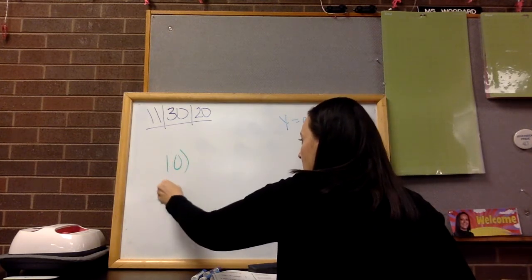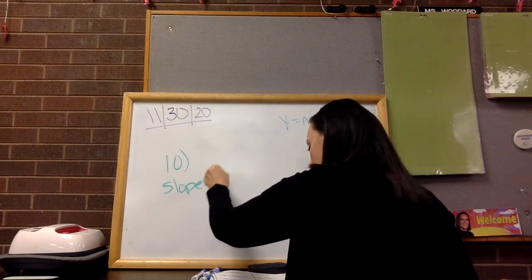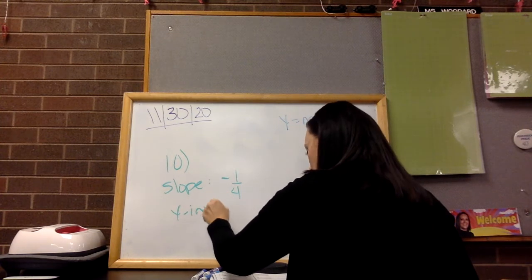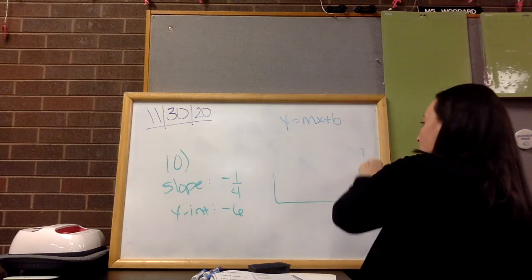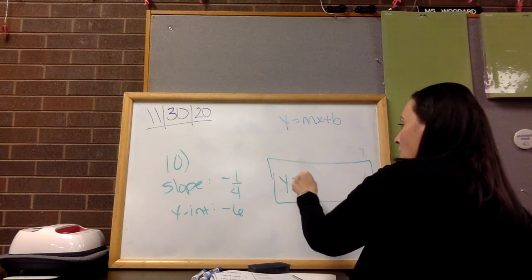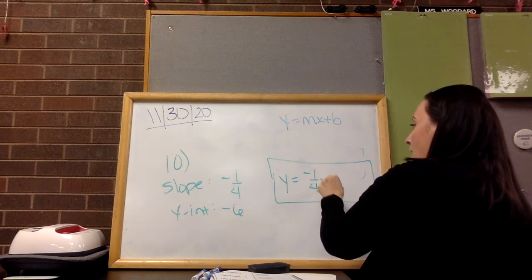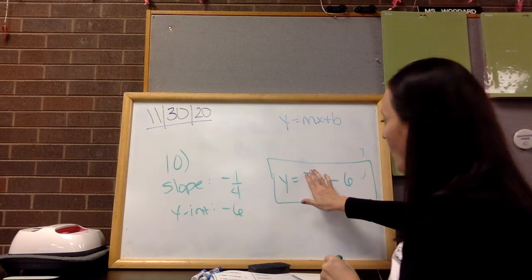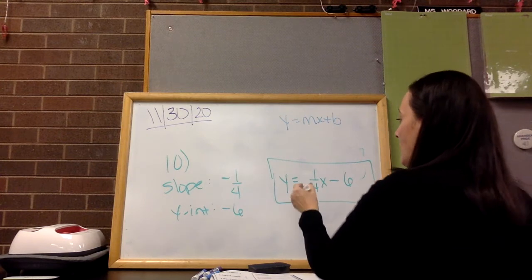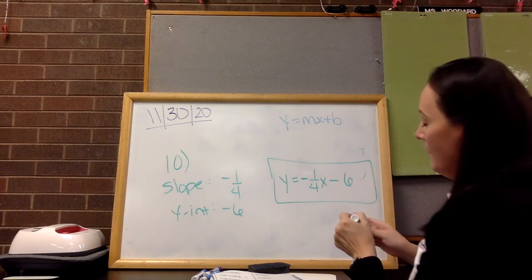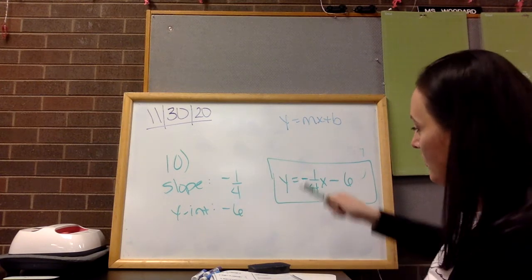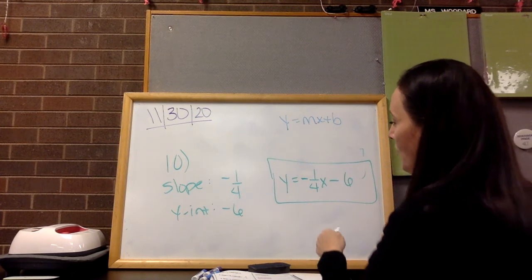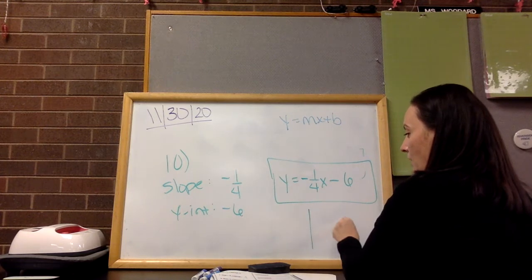Number 10, here's my slope, negative 1/4. My y-intercept is negative 6. So as an equation, y equals negative 1/4 x minus 6. And this negative 1, I'm not always good about putting it right out in front. But please recognize that when you're dividing integers, that negative can go with the 1 or it can go with the 4. If I'm looking at a point on my graph, I just want to show you guys how this works if I was graphing this.